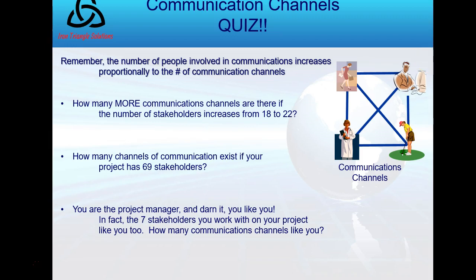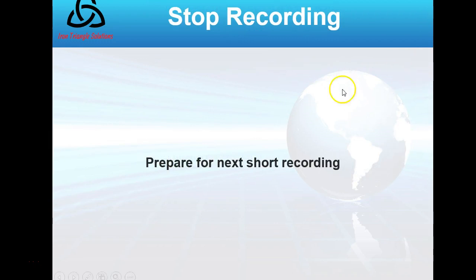I want you to pause the video if you choose and answer these 3 questions to determine the number of communication channels in your comm requirements analysis. Okay, well, hopefully you paused the presentation, worked these out yourself. The answers are 78, 2346, and 28. 28 stakeholders. And the bottom one, don't forget yourself, the project manager. Okay? And that's all I have for this lesson.